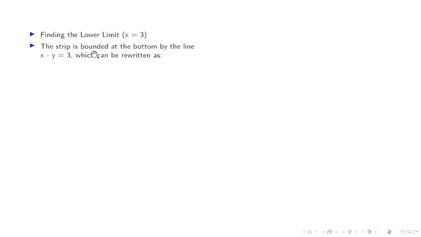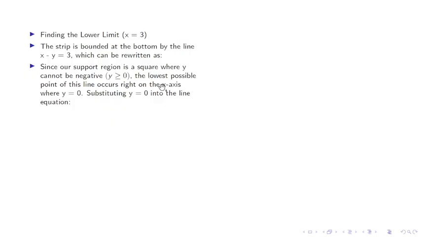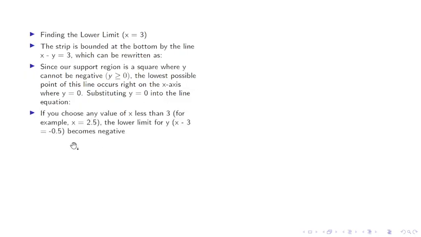Here the strip is bounded at the bottom by the line x minus y is equal to 3, which can be rewritten as y is equal to x minus 3. Since our support region is a square where y cannot be negative, the lowest possible point of this line occurs right on the x-axis, where y is equal to 0. Substituting y is equal to 0 into the line equation.